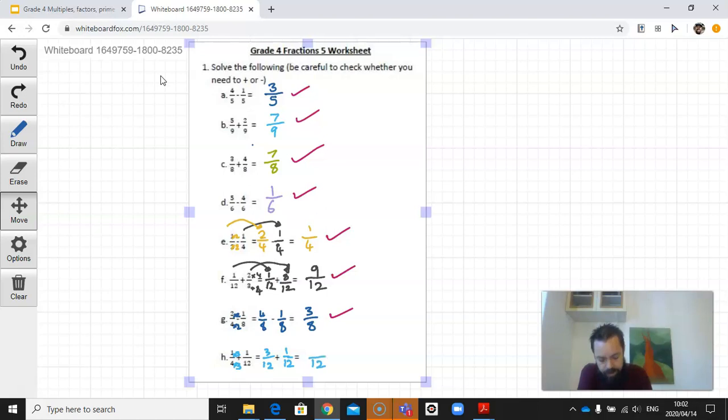Now that they're the same, I can add them because it's a plus sign. 3 plus 1 is 4. Here we go. All right, so that was yesterday's homework.